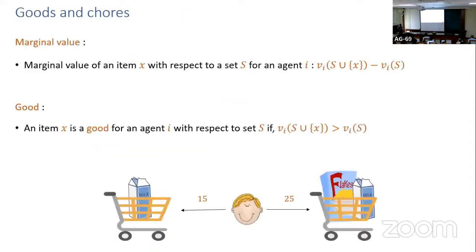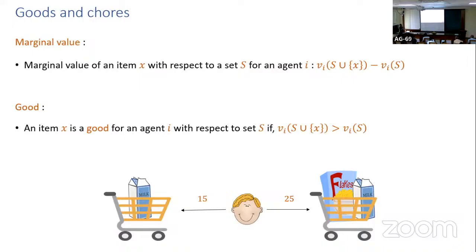Okay. To answer your question, items can be of different kinds, like goods and chores. Before that, let me define what is called marginal value. The marginal value of an item x with respect to a set S for an agent i is just v_i of S union x minus v_i of S. What does this mean? What gain or loss do you get after adding item x to subset S?